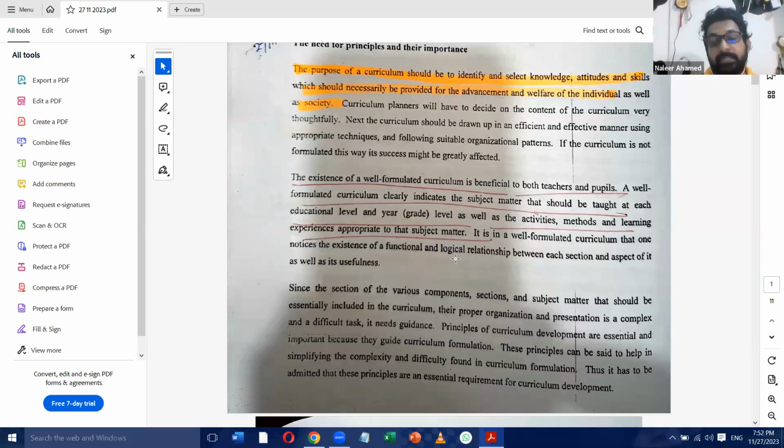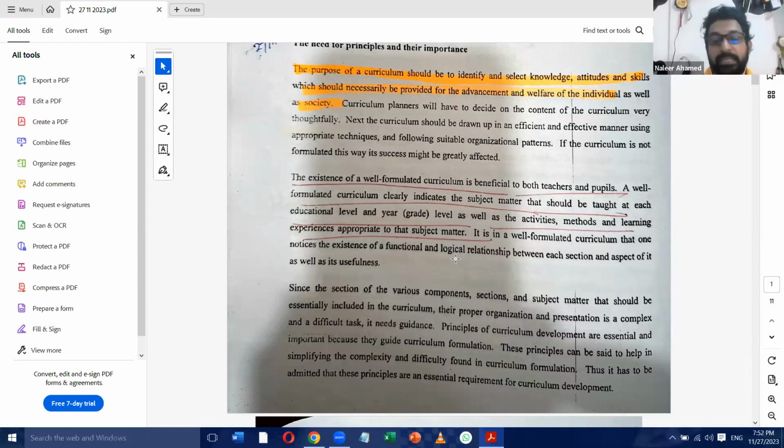It needs guidance. Principles of curricular development are essential and important because they guide curricular formulation. These principles help in simplifying the complexity and difficulty found in curricular formulation. Thus, it has to be admitted that these principles are an essential requirement for curriculum. This paragraph says that you should have a guide, a framework, in order to plan a curriculum. If you are a curriculum developer, you should have the proper framework there.